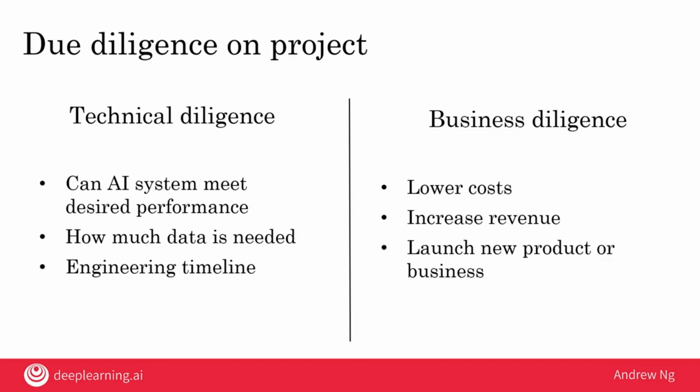So business diligence is the process of thinking through carefully for the AI system that you're building, such as a speech recognition system that's 95% accurate or a visual inspection system that's 99.9% accurate, would allow you to achieve your business goals. Whether your business goal is to improve your current business or to even create brand new businesses in your company.